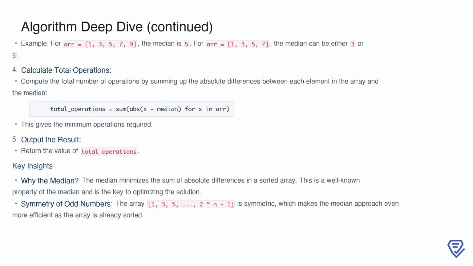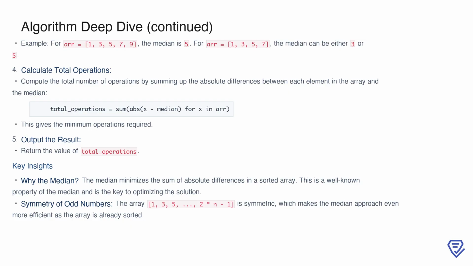Once we know the median, the next step is to calculate the total number of operations required. This involves summing up the absolute differences between each element in the array and the median. Mathematically, we calculate this as total_operations equals sum(abs(x - median) for x in ARR). This formula gives us the minimum number of operations needed to make all elements equal. Finally, the result of this calculation is returned as the output.